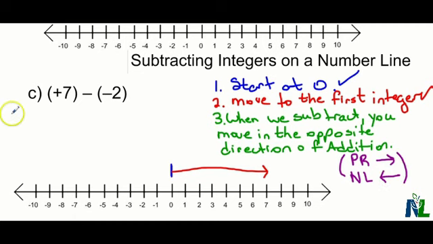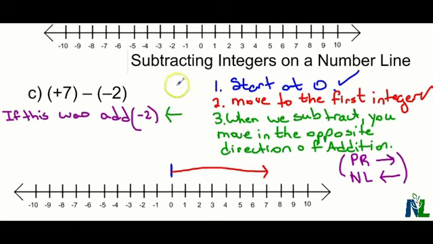So let's go over here. If this was add negative 2, if it was, it's not, let's just say if it was, what would we do? If it was negative and we were doing addition, we would move left. So that means we would move that way. But we're not. This is subtraction. So we need to do the opposite.